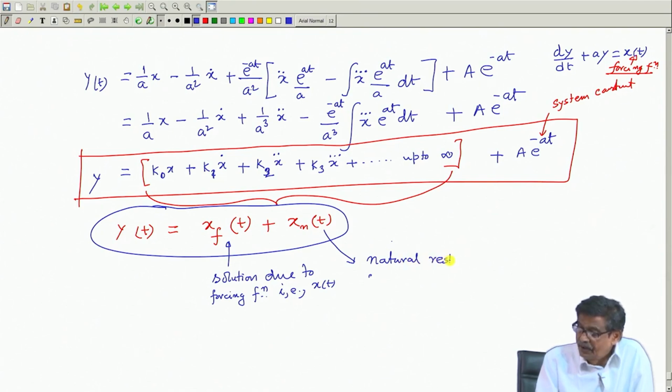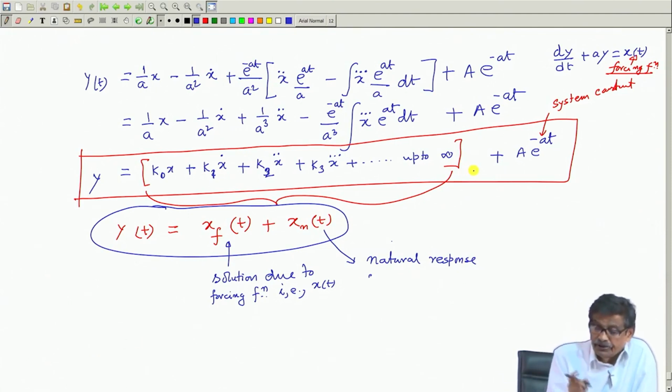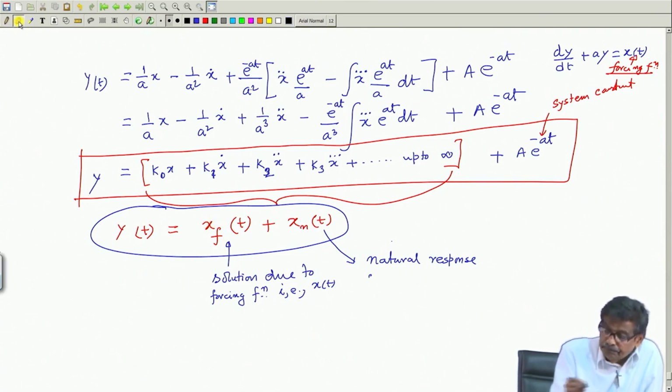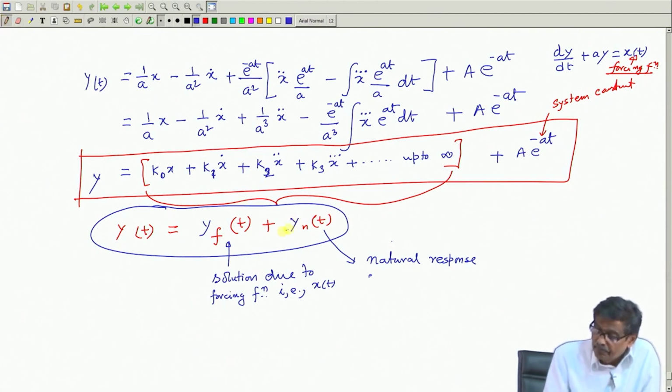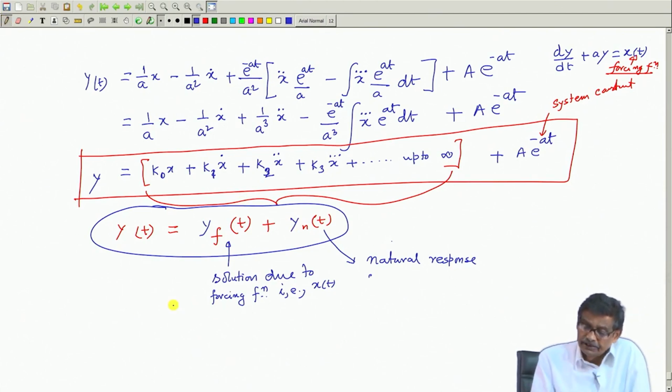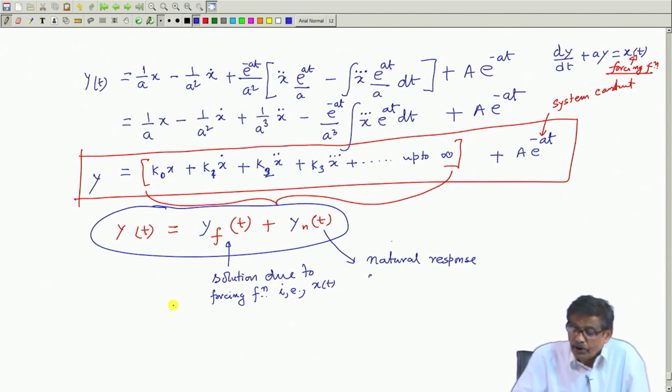Natural response of the circuit with no... I am so sorry, I should write it in this way. This solution has got two parts, y f t plus y n t, because I am looking for y n. So, y f t is the solution due to forcing function, and y n t is the natural response when x t is 0.